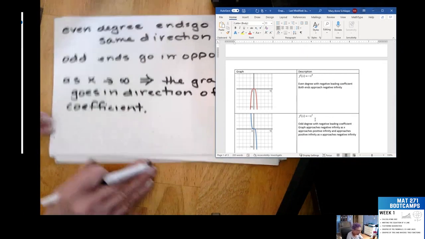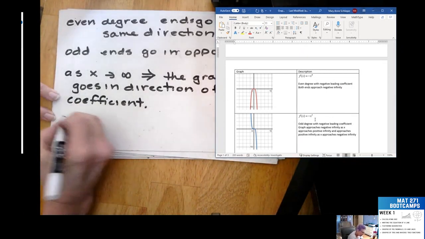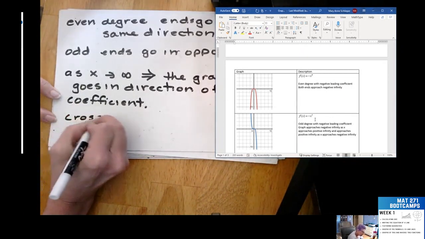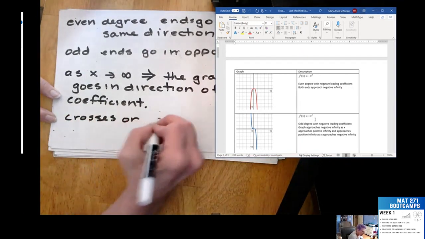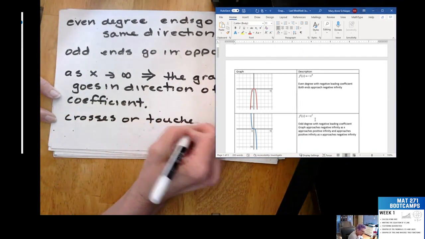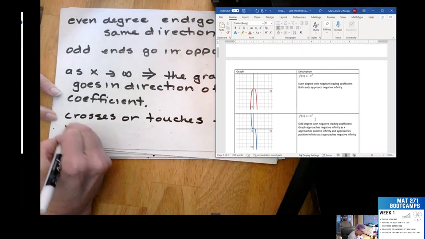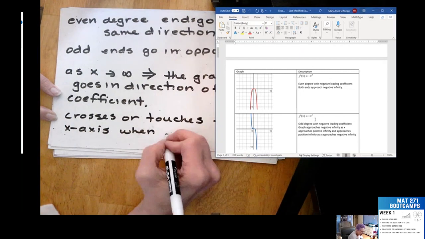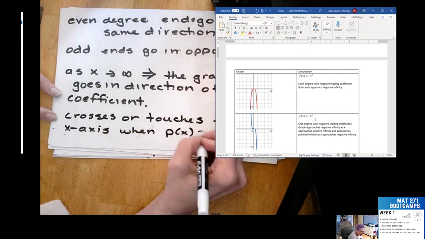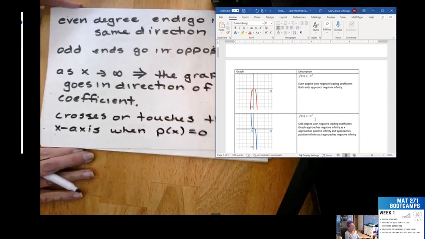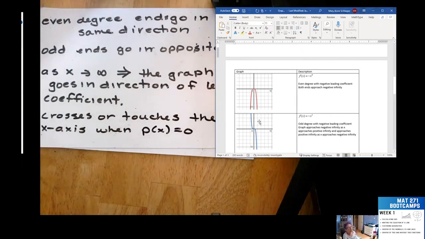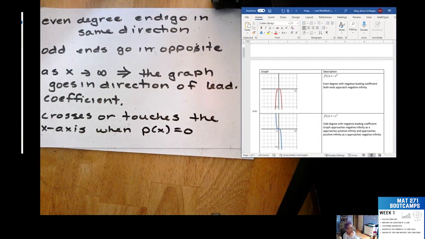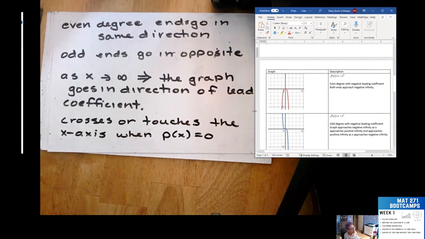And hopefully you recall back from pre-calculus that it crosses or touches the x-axis when the polynomial, so we'll call it p of x, is equal to 0. And that depends upon the multiplicity of the 0, whether it crosses or touches.